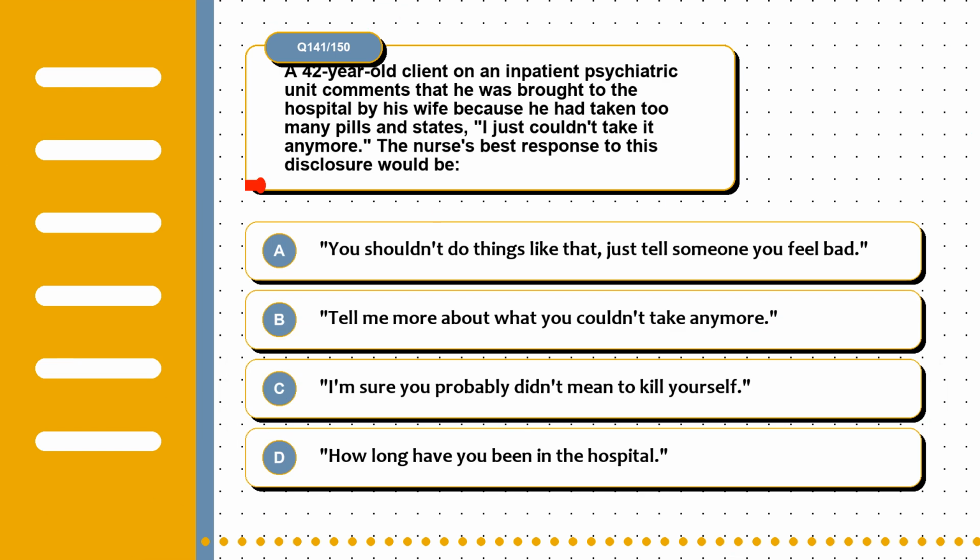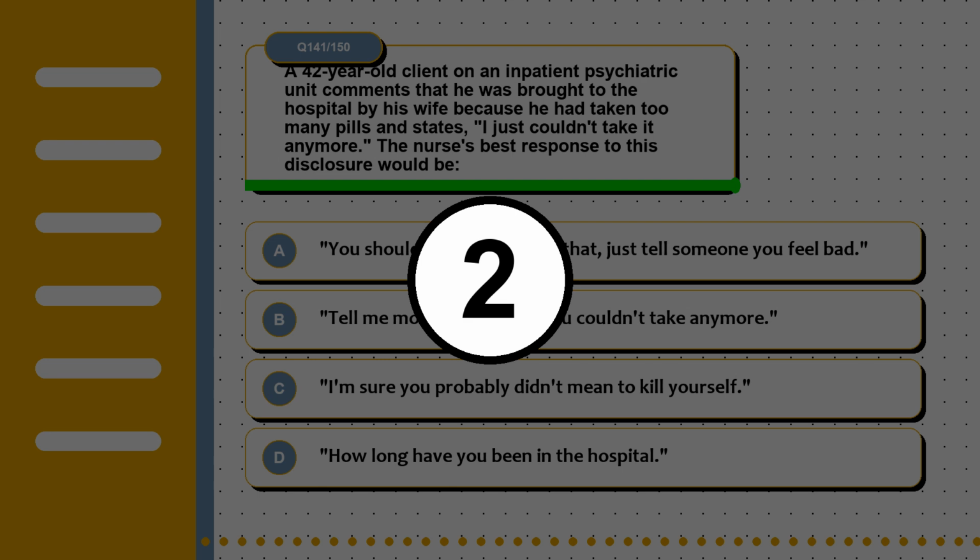Question 141. A 42-year-old client on an inpatient psychiatric unit comments that he was brought to the hospital by his wife because he had taken too many pills and states, "I just couldn't take it anymore." The nurse's best response to this disclosure would be, here are the options. Option A. You shouldn't do things like that. Just tell someone you feel bad. Option B. Tell me more about what you couldn't take anymore. Option C. I'm sure you probably didn't mean to kill yourself. Option D. How long have you been in the hospital?